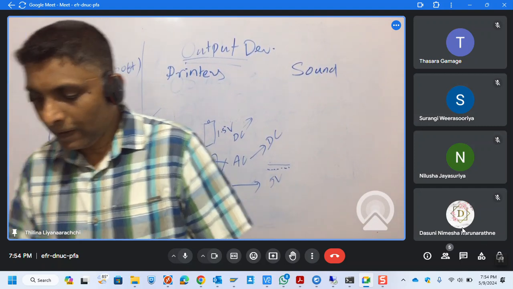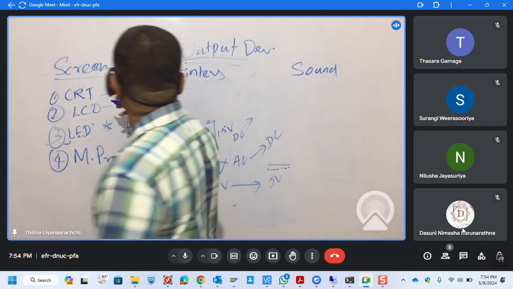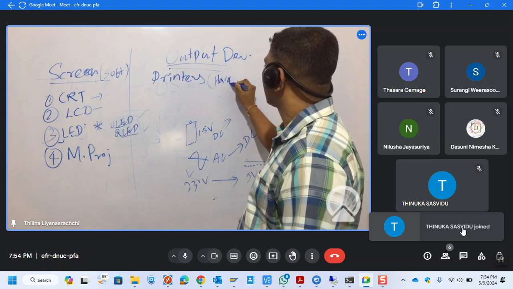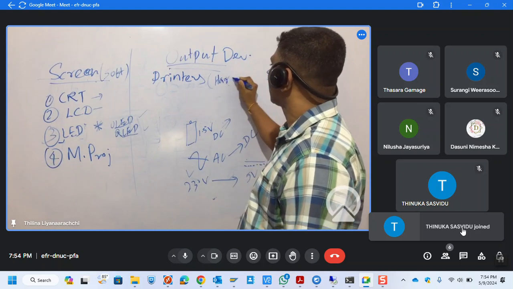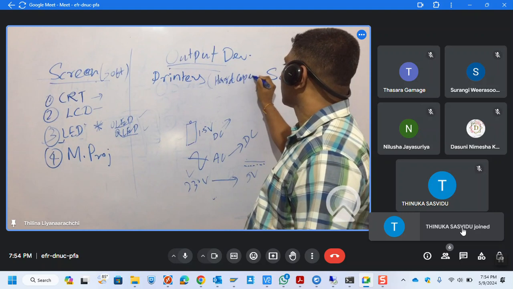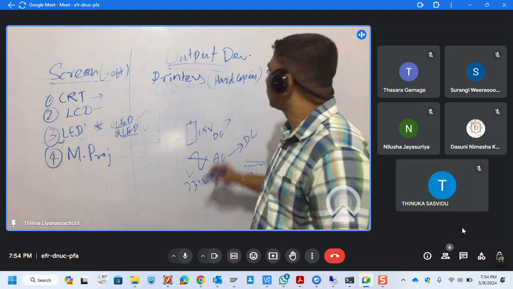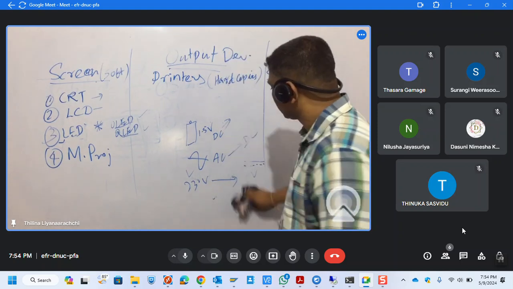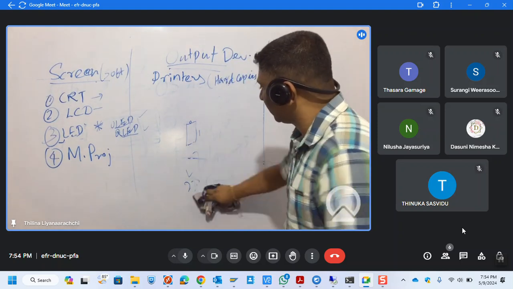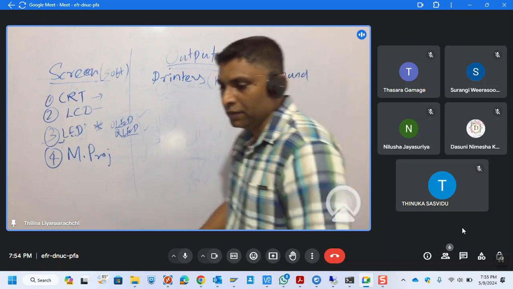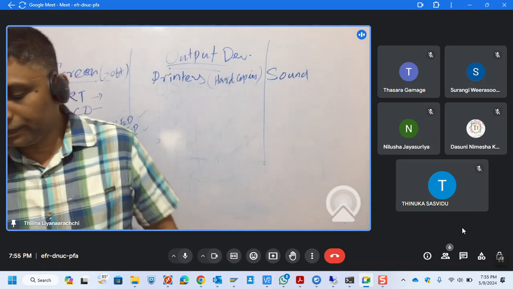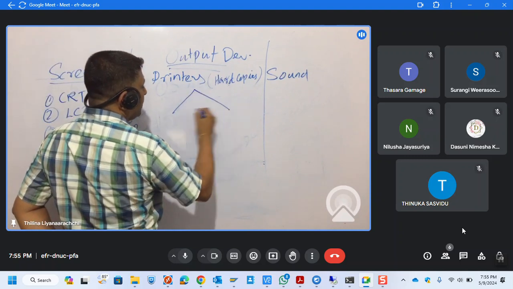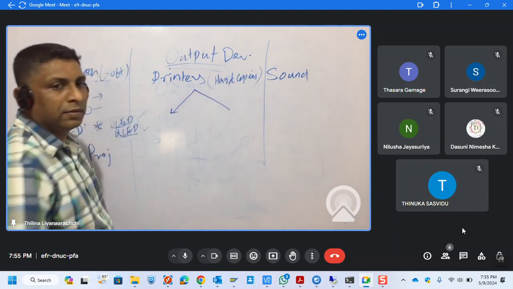Right. Let's talk about the hard copy. These are soft copies. So hard copies, right? It's all about printers, right? If you take printers, basically we have two types of printers, right?